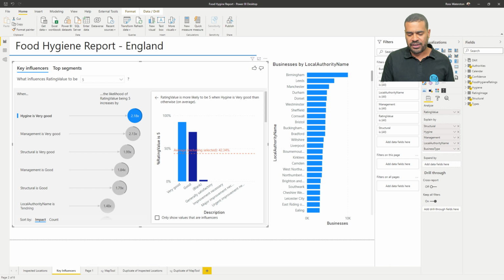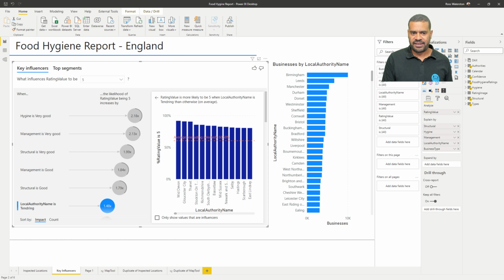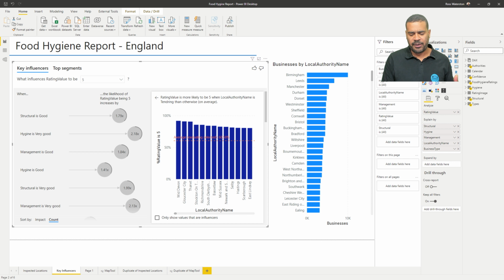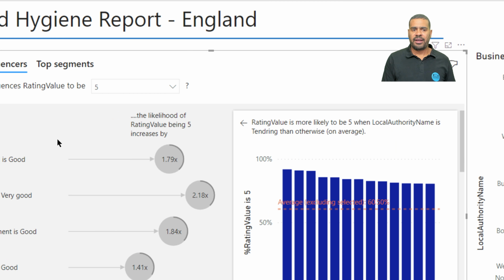is increased by 2 times if the hygiene is very good, management is very good, structure is very good, okay? And we then see it coming down. Okay? Interestingly, we've got a local authority down there tendering that there's something going on with that's helping it. And we can sort it by the impact, we can sort it by the count. Okay?